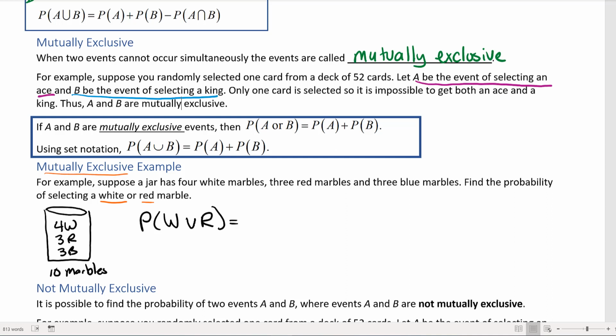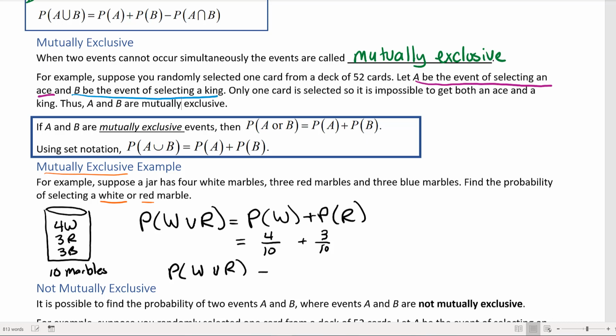So I can use the formula: the probability of white plus the probability of red. No need to subtract off the intersection because the intersection would be 0. There's no possible way of the marble being both white and red at the same time. So the probability of white is 4 chances out of the 10, plus the probability of red is 3 chances out of the 10. So the probability of white or red is simply 7/10.